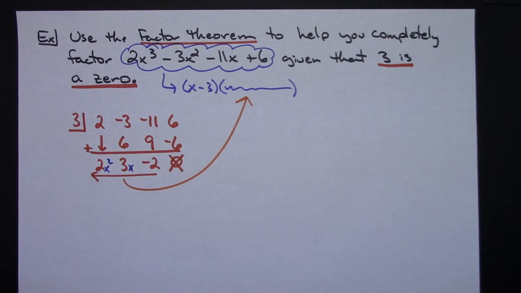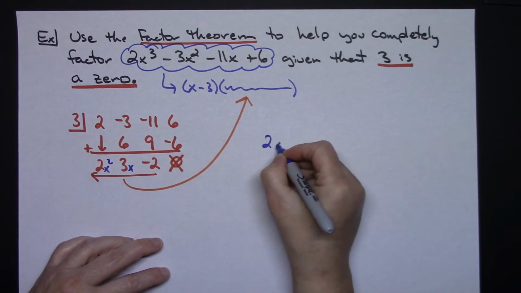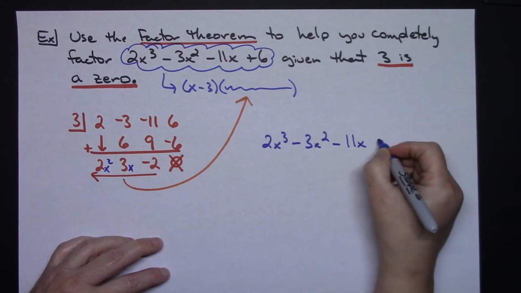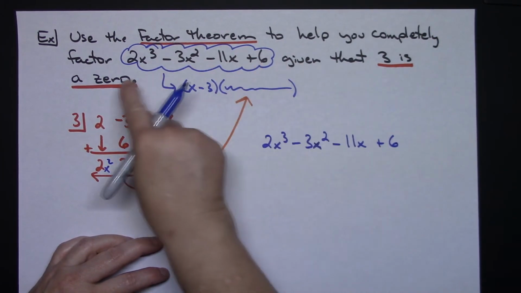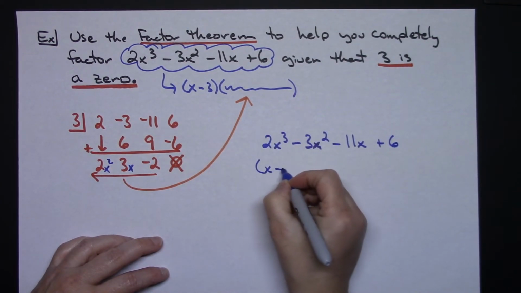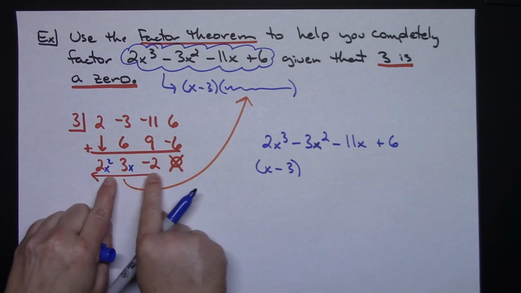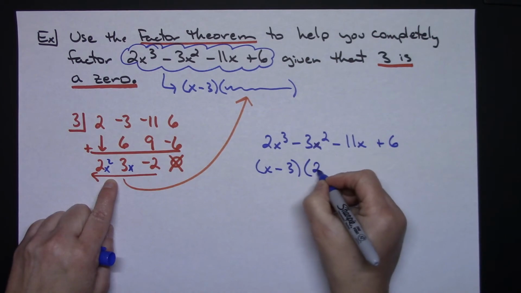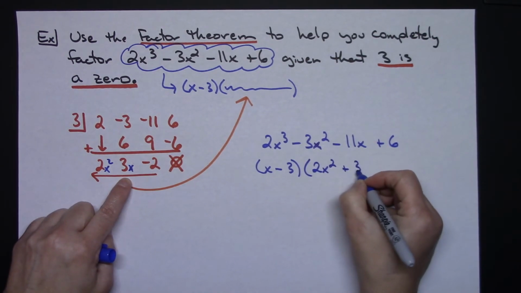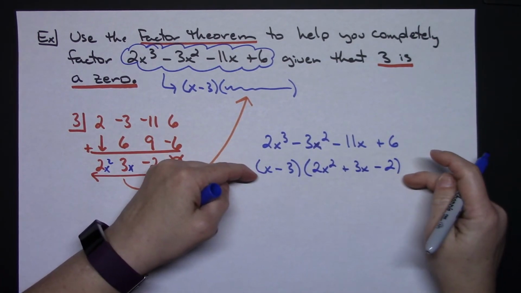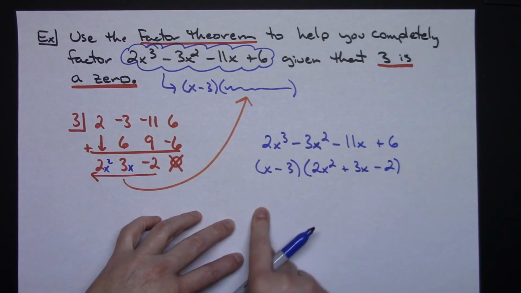So now I'm going to go all the way from the very beginning here. We started with a 2x to the third minus a 3x squared minus 11x plus a 6. I know that 3 is a 0, so that gives me x minus 3 as a factor. I then did division, and I got another polynomial right here, of 2x squared plus 3x minus 2. So this original polynomial factors into this. Now I need to see if I can continue to factor. Well, this is a binomial. It's not going to factor anymore.